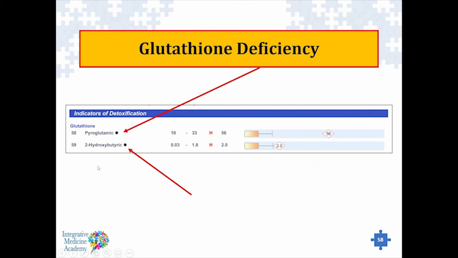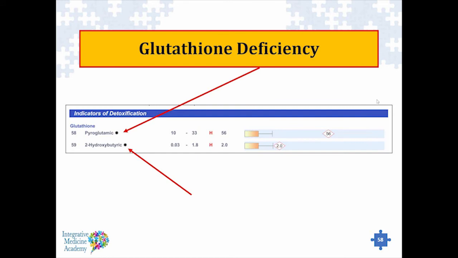So go to the indicators of detoxification section on the organic acid test. Pyroglutamic is a marker of glutathione status. The reason that these two markers have an asterisk next to them is that they're called indirect, meaning that when the marker is elevated, it indicates a deficiency of glutathione. Pretty straightforward with pyroglutamic. High pyroglutamic indicates a glutathione deficiency.